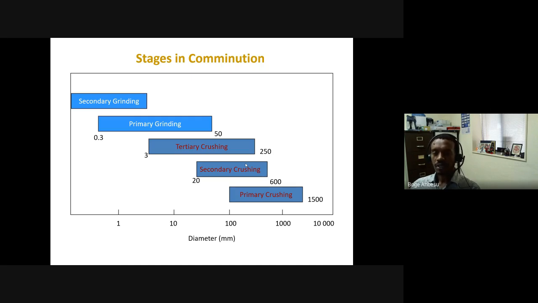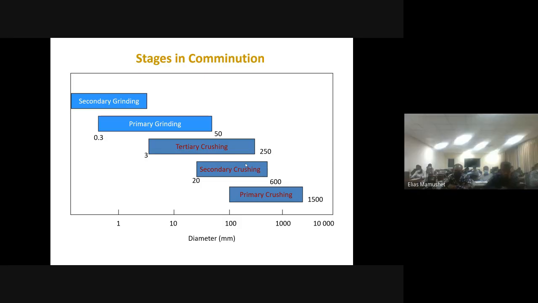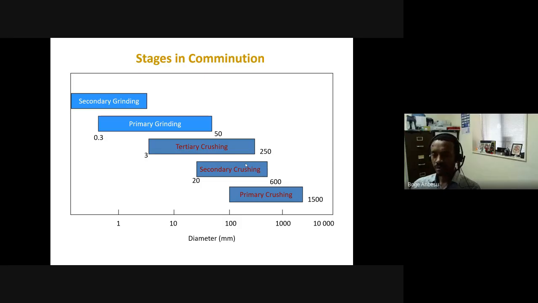So once you do primary crushing, maybe the next stage will be a secondary crushing or a third or tertiary crushing. So we can do crushing in 3 stages. We can do crushing in 1 stage, so you don't have to do 3 stages. But if you had a secondary crusher in your processing plant, the idea there will be to go from somewhere around 600 millimeter feed size to produce about 20 millimeter product size. And if you have a tertiary crusher, we go from somewhere around 250 millimeter to a product of about 3 millimeter in size.